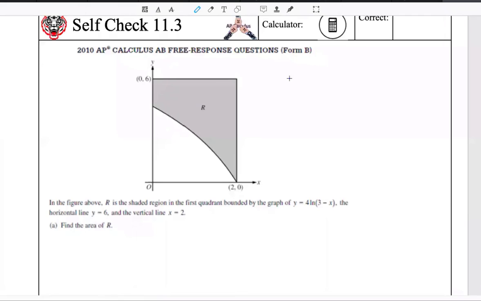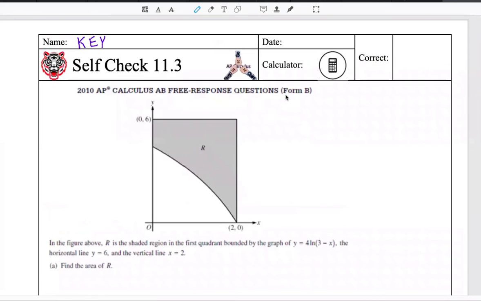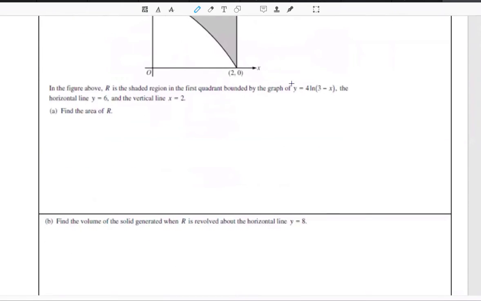All right, so this is AP Calculus AB. We're doing self-check 11.3. This is the key. This is a calculator-enabled self-check. And my internet is probably not the best right now, so hopefully it's not too much of a lag.